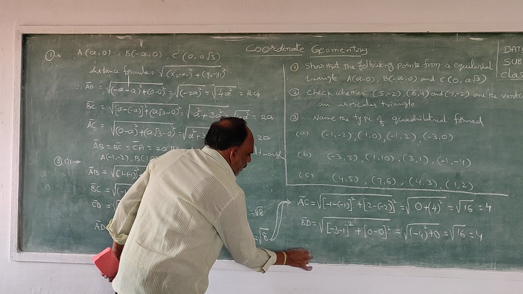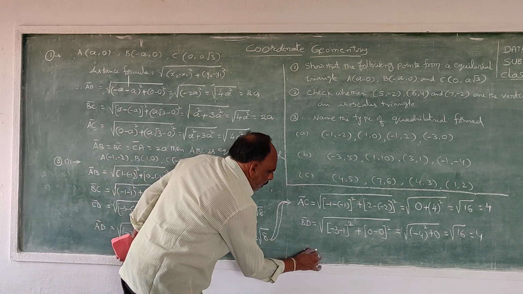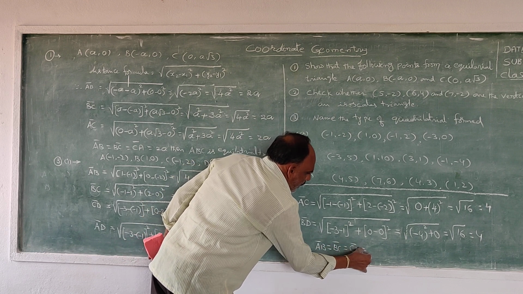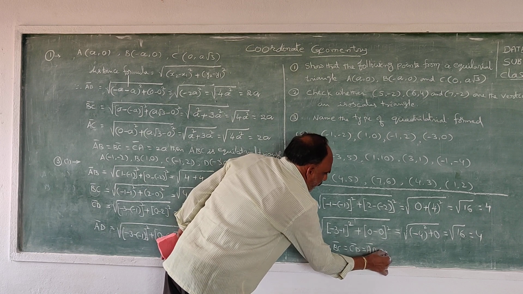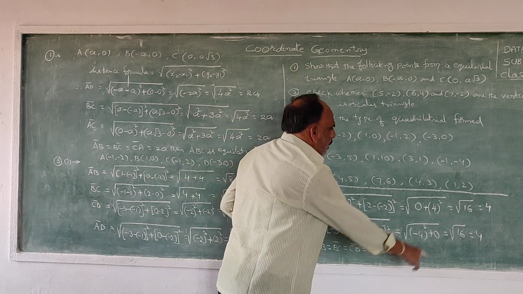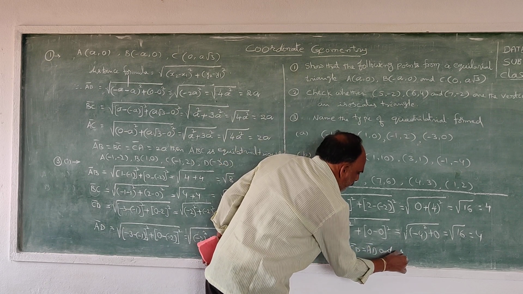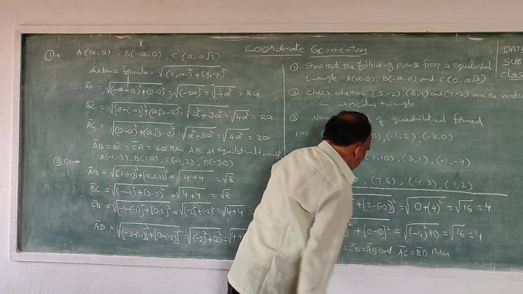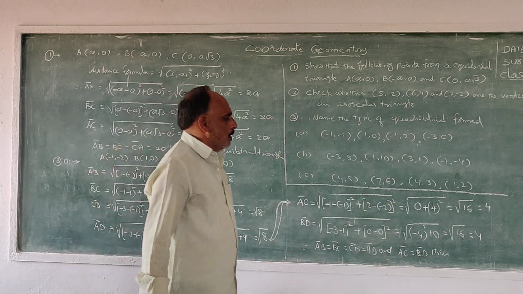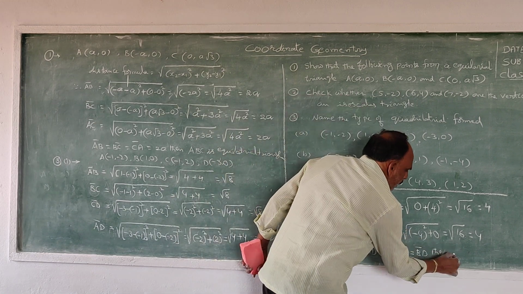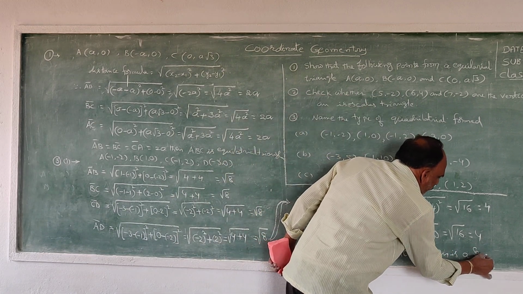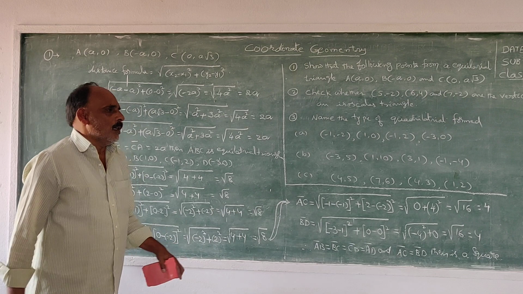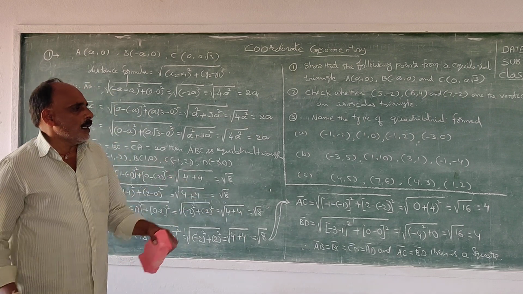You can observe that four sides are equal. So AB bar is equal to BC bar is equal to CD bar is equal to AD bar. And two diagonals are equal. AC equals BD. Then all sides are equal and diagonals are equal. So it is a square. All sides equal and two diagonals are equal, then this quadrilateral is a square.